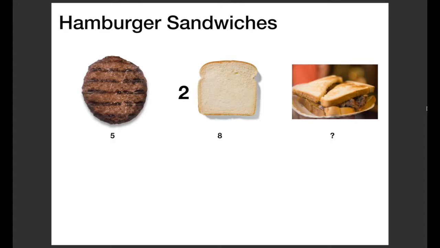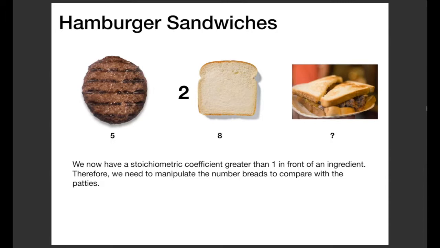Another example is making a hamburger sandwich. In this, we have stoichiometric coefficients in front of the ingredients greater than 1. For every hamburger patty, we need to have 2 slices of bread in order to make one hamburger sandwich. An easy way to determine what our limiting reagent is in this case would be to take the number of patties or number of slices of bread that we have and divide those by their corresponding stoichiometric coefficient. This is what I refer to as a reduced amount.